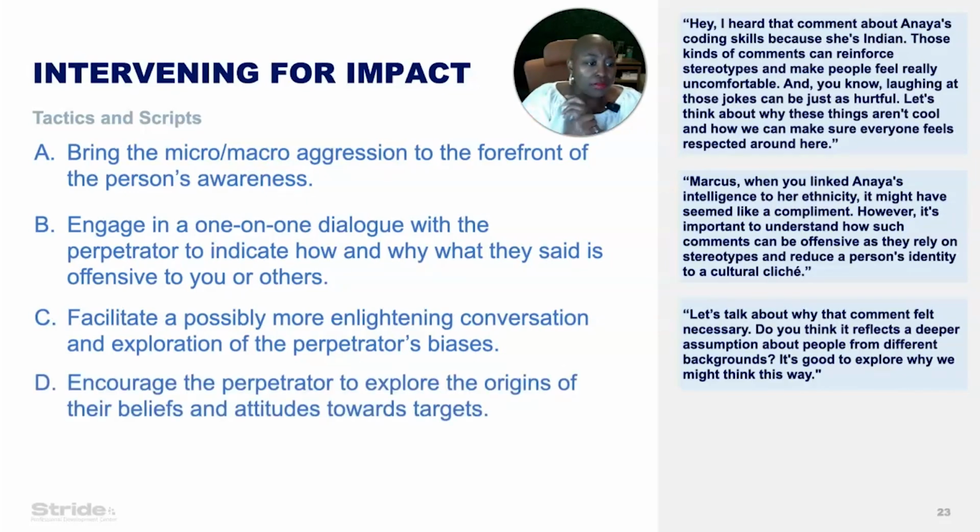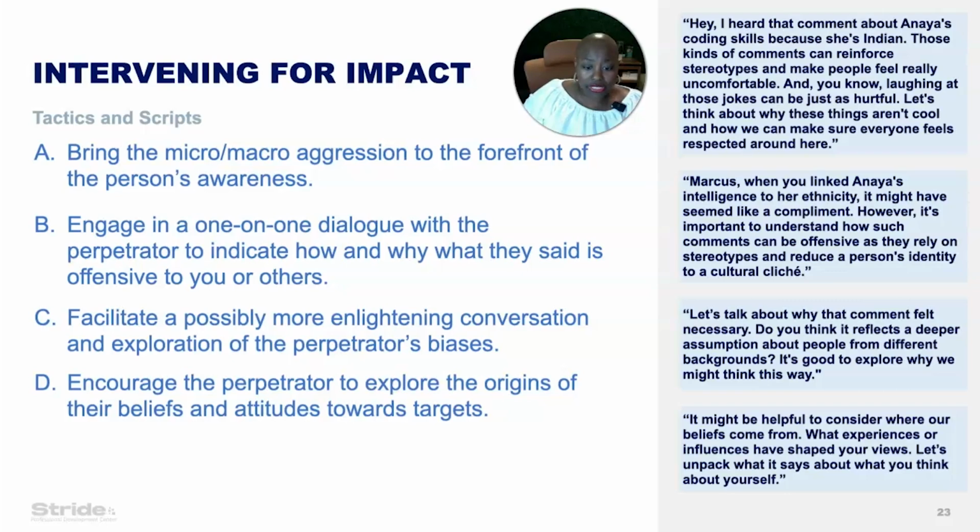And then the final tactic for this particular micro-intervention is to encourage the perpetrator to explore the origins of their beliefs and attitudes towards the targeted person. So, Marcus, let's consider where those beliefs that you just shared came from. Like, who benefits from those beliefs and who is harmed by it? And then what's shaped your views of this, and how can that be harmful in other ways? Particularly when you have students who are leveraging these microaggressions against their peers, it's really important to help them unpack the origins of these beliefs and have them think about how they've experienced those pieces of alienation or marginalization.